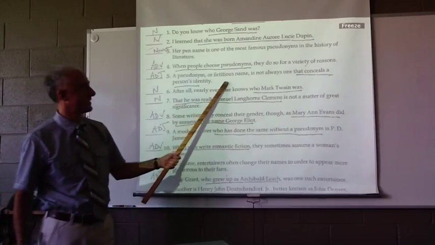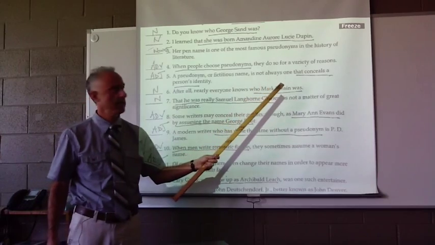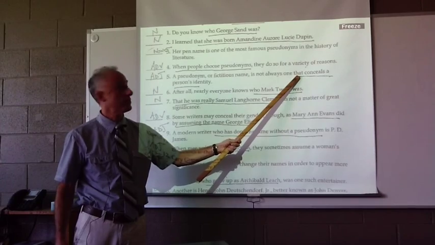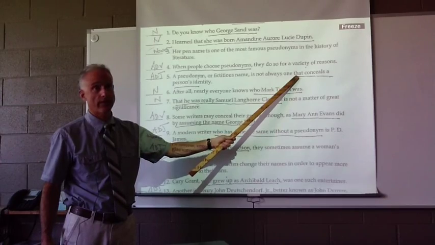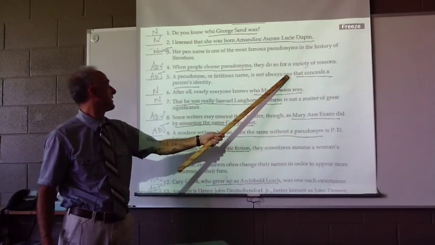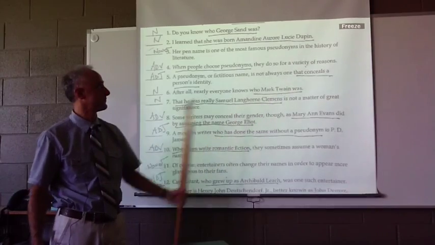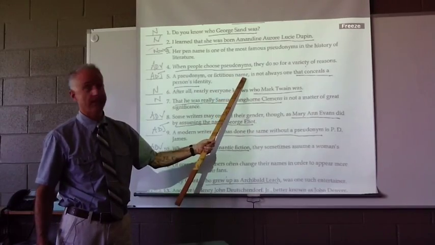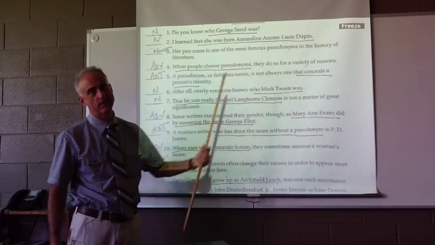A pseudonym or fictitious name is not always one that conceals a person's identity. So here's a key. I do have who, whose, whom, which, that. I know this could begin a noun clause, but you have to look at how this subordinate clause is acting and where it is. It is just after this noun. So it's modifying this noun, it's giving us more information about one. And one is referring back to name. So in any case, this is modifying one. That's why it's an adjective clause.